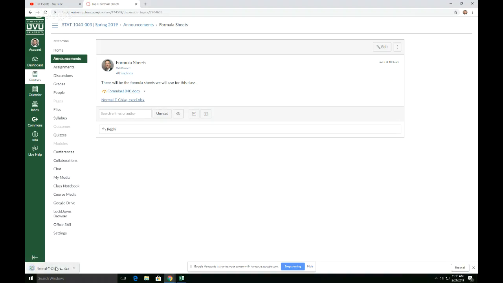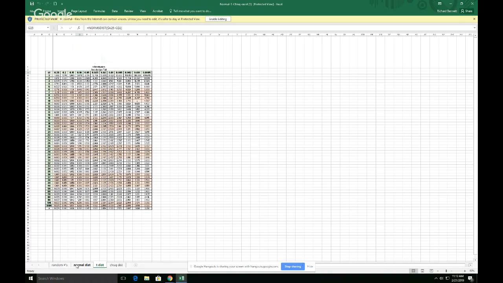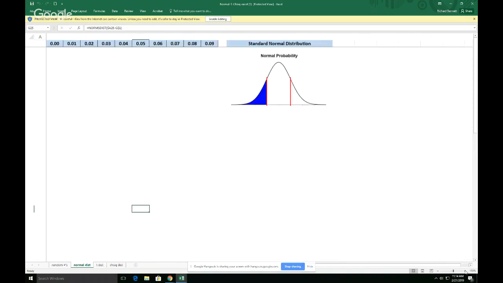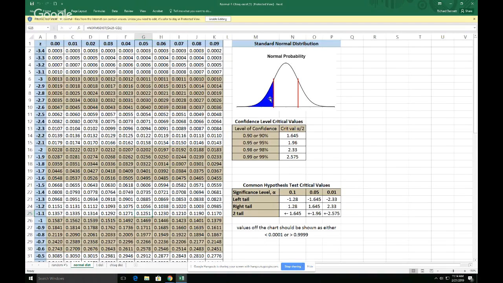Okay, so I've got this Excel sheet that I'm going to give to you, so I'm on the normal distribution. Now notice I've got this picture here, and it tells you what is shaded to the left, but in my case, I want what's shaded to the right.